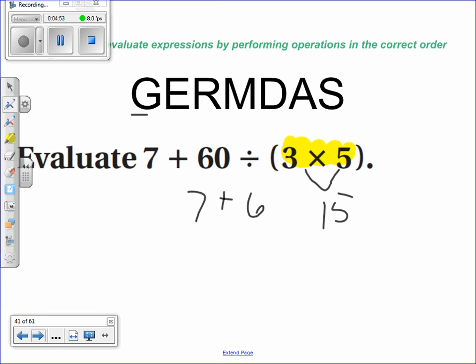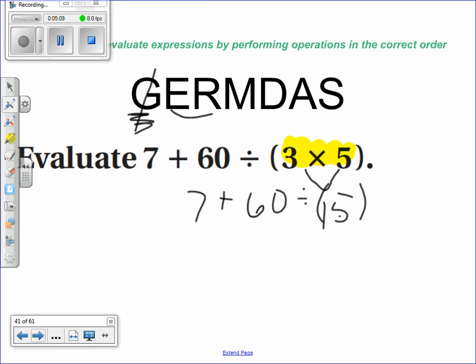I can leave the parentheses around 15 if I want. It won't hurt anything. But now I see that in my groups, there's nothing left to do. All I have in there is 15. So I'm going to cross off groups. I could also just remove the parentheses now that I'm done doing what's in the group.